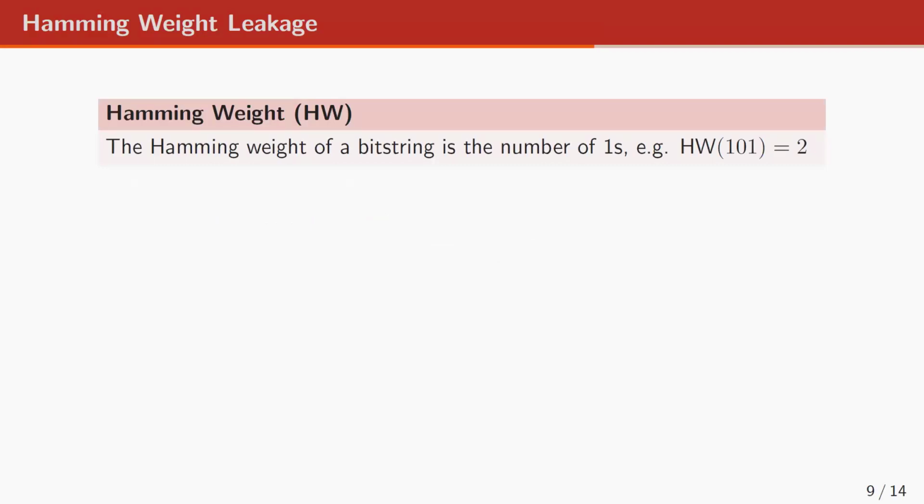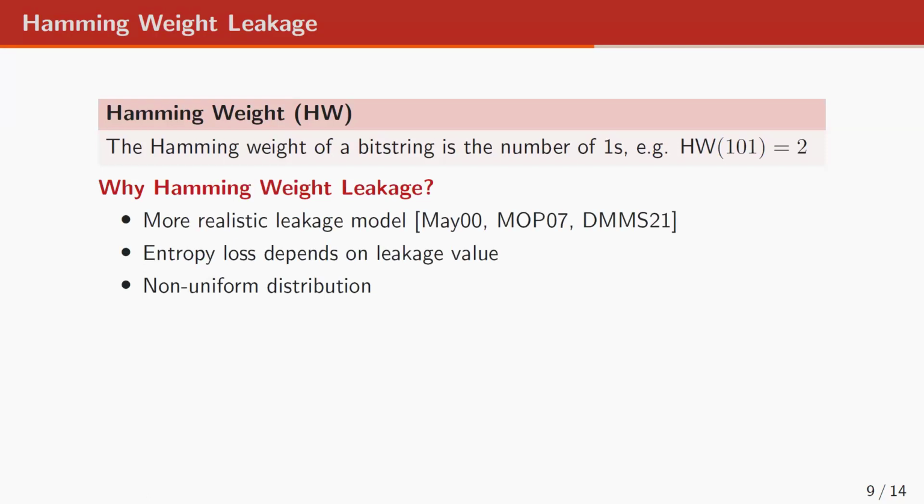And then with Hamming weight leakage, instead of leaking bits in a state directly, we leak the Hamming weight of these bits. And the reason why we chose Hamming weight leakage is first because it's a more realistic model than the fixed position leakage we saw before. Because in practice, Hamming weight can be used to model power consumption. And there's also 2 reasons that make it more interesting.